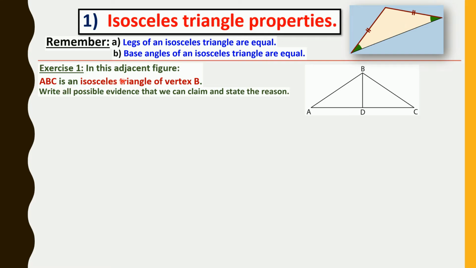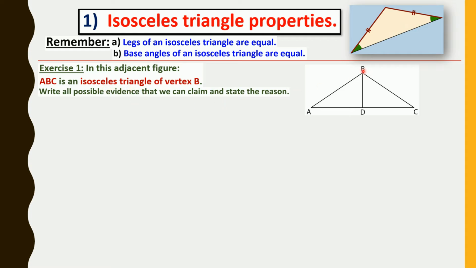Exercise 1. In this adjacent figure, ABC is an isosceles triangle of vertex B. Write all possible evidence that we can claim and state the reason. In this exercise, we don't have any straightforward evidence written in the text or codes written or placed on the figure. We only have this important information, the fact that ABC is an isosceles triangle. So the evidence that we can claim are related to the properties of an isosceles triangle.